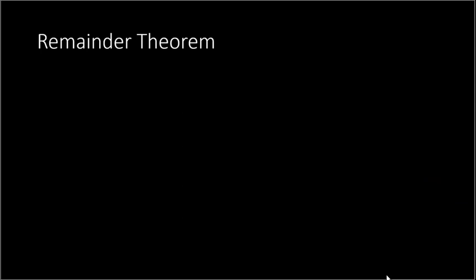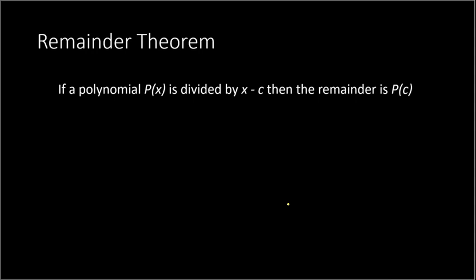We'll get a little more practice with synthetic division, but we want to talk about what we call the remainder theorem. So this remainder theorem, what it says is that if a polynomial p of x is divided by x minus c, then the remainder is p of c. So what does that mean? Well, let's take a look at an example.